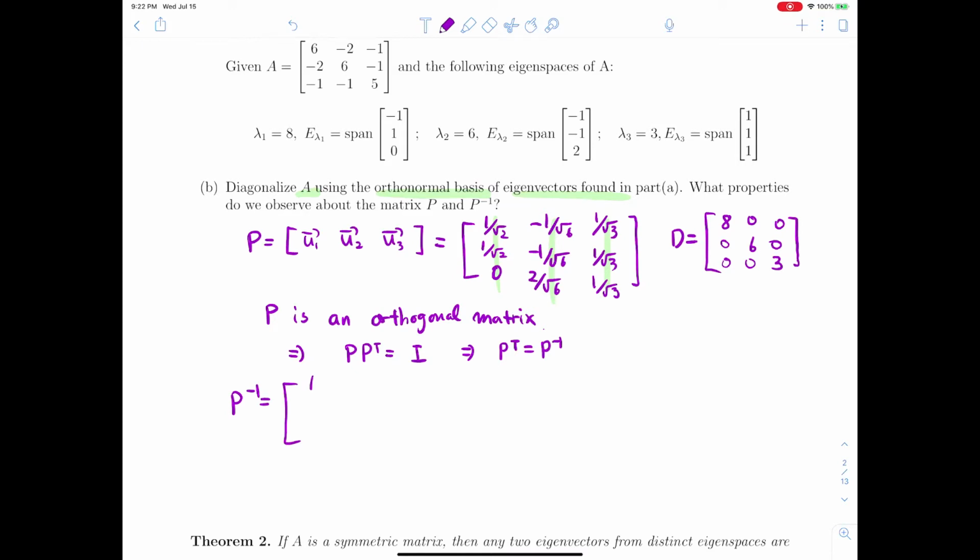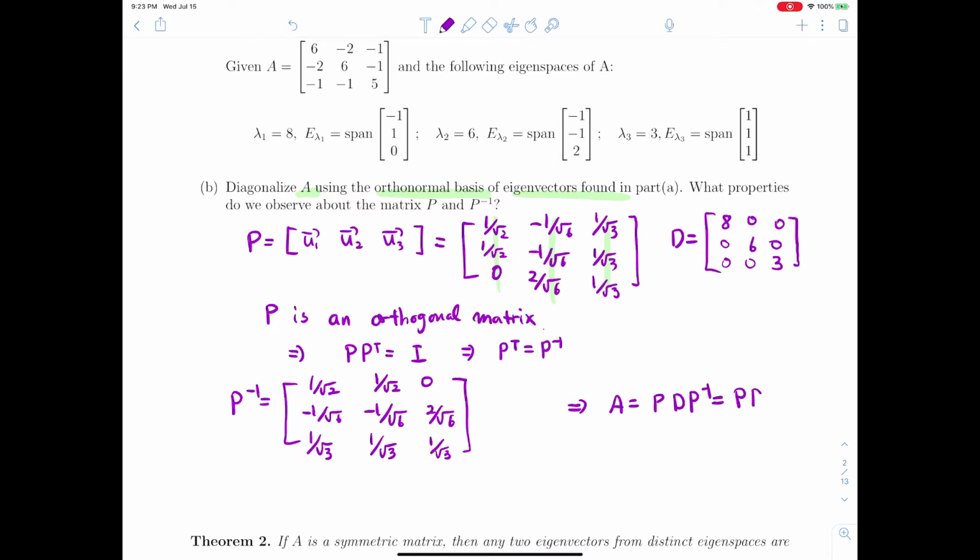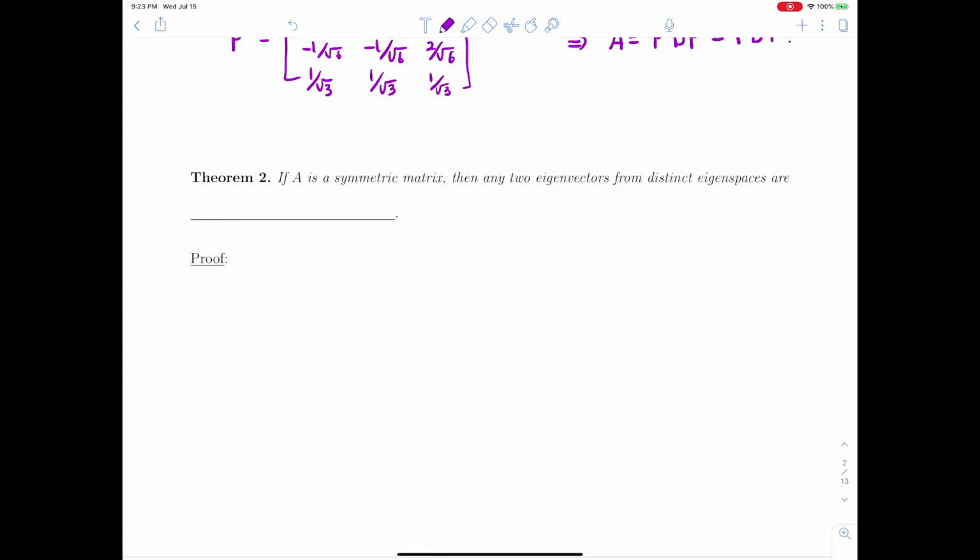So this equals 1 over square root of 2, 1 over square root of 2, 0, and negative 1 over square root of 6, negative 1 over square root of 6, 2 over square root of 6, 1 over square root of 3, 1 over square root of 3, and 1 over square root of 3. And then we have A equals P D P inverse, or in other words, P times D times P transpose. So that is not a coincidence for a symmetric matrix.